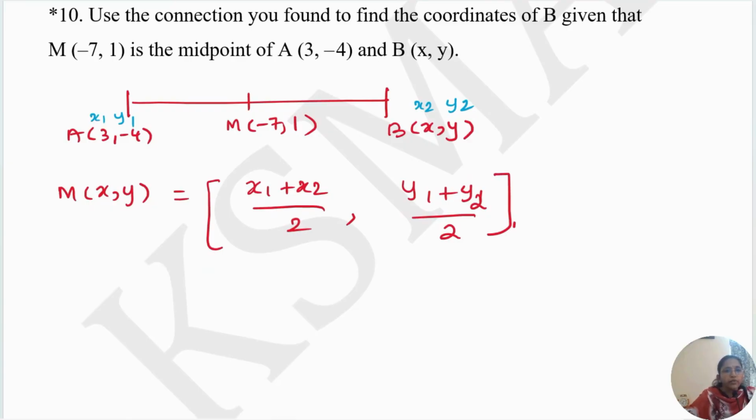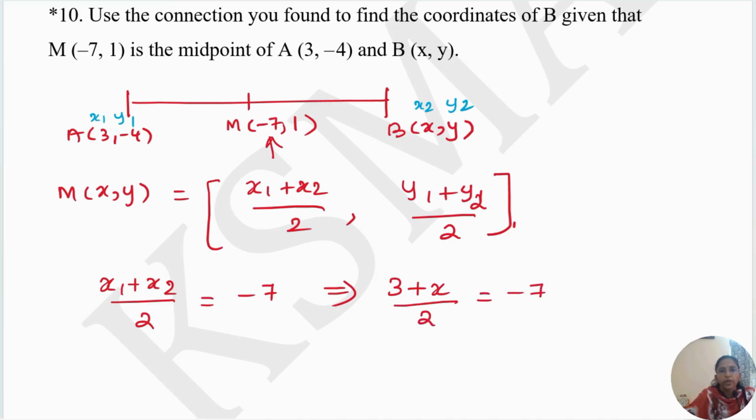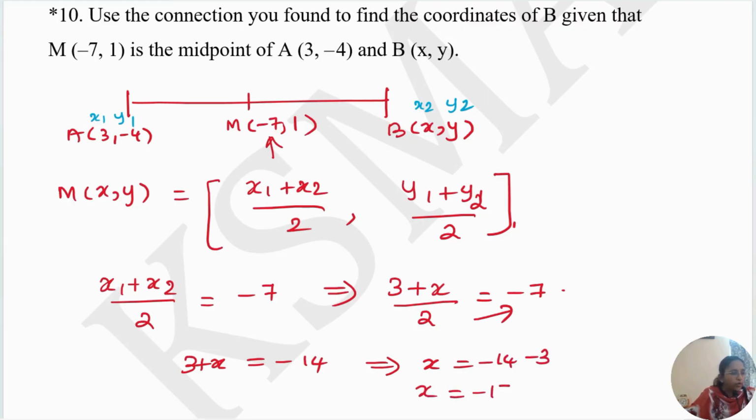So now what is given here? For the x coordinate, the midpoint data is minus 7. So you can equate that value. x1 plus x2 divided by 2 is equal to minus 7. Now substitute your x1 value 3, and x2 value is x, divided by 2 is equal to minus 7. Do your cross multiplication. So 3 plus x is equal to minus 14. So x is equal to minus 14 minus 3. So x is equal to minus 17 now.